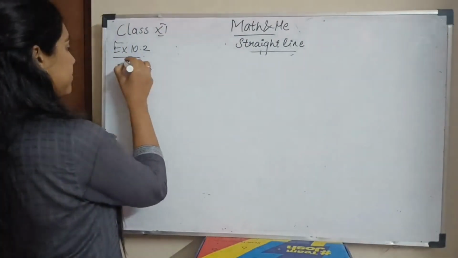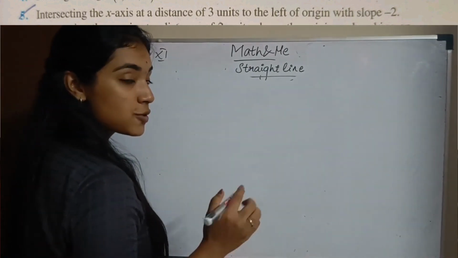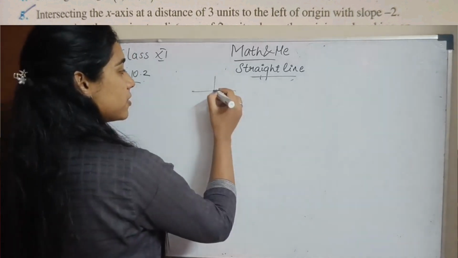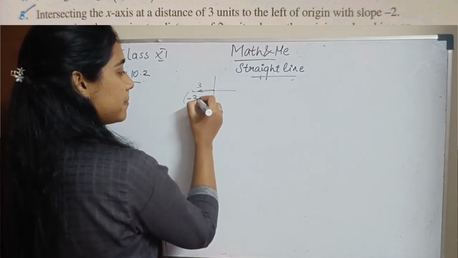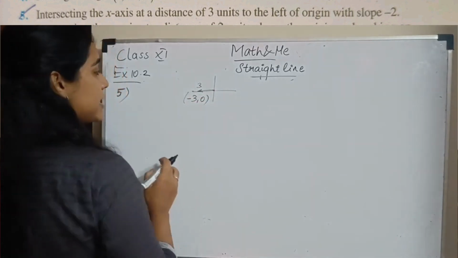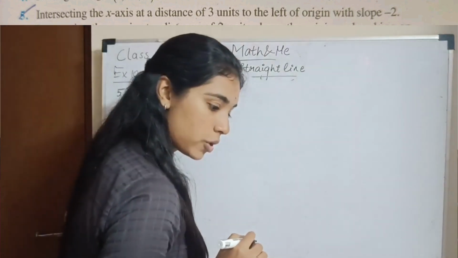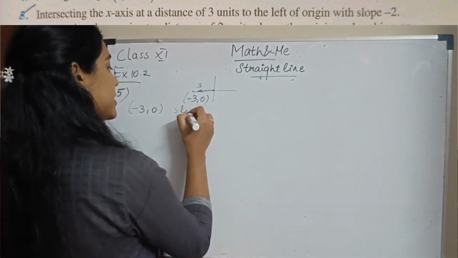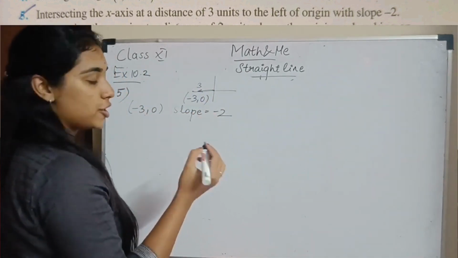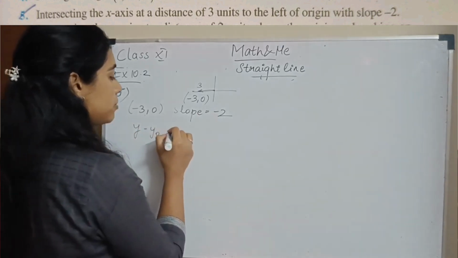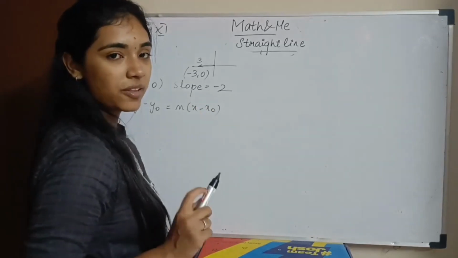Question number 5. Intersecting the x-axis at a distance of 3 units to the left of origin. So if the origin is here, to the left of origin, 3 units, what will the coordinate be? It will be minus 3, 0. So your point is minus 3, 0. And what else is given? Slope is minus 2. So you know what the point is, you know what the slope is. You can use the point slope form to find the equation. I am not solving this. Find the answer and write it down in the comment section below.